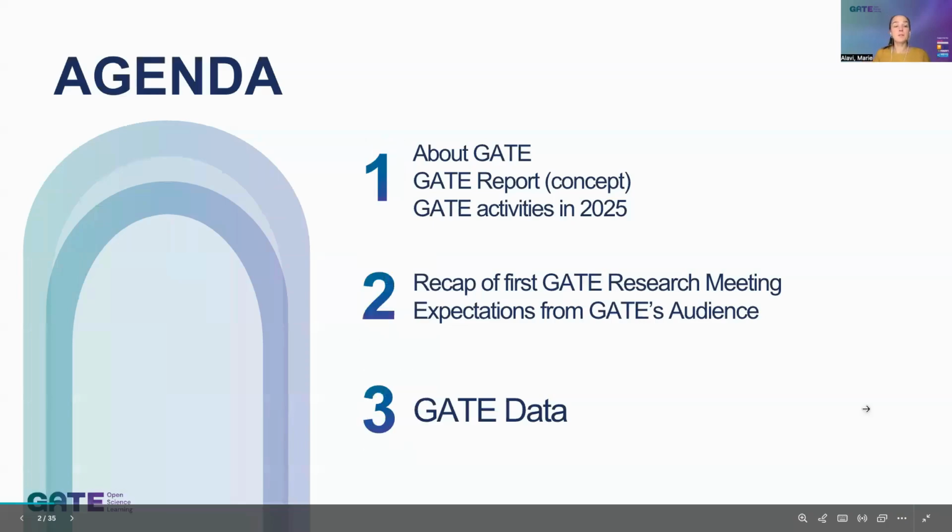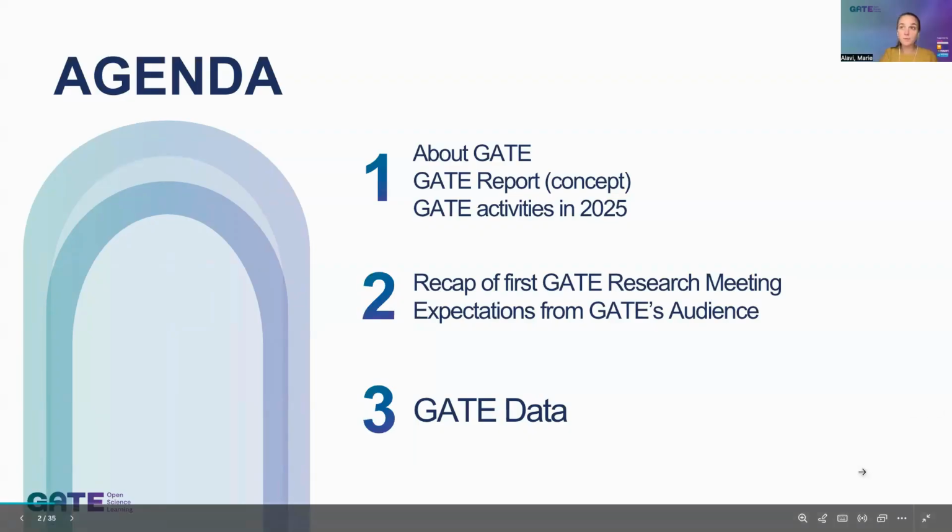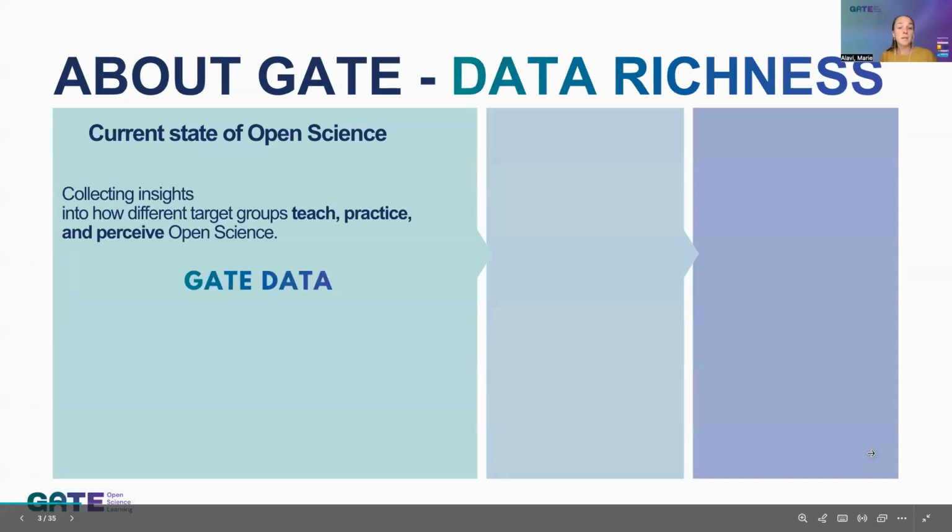We have the structure that first I would like to recap what the GATE is actually doing and what we aim to achieve with the GATE report. Then Julia will summarize the main findings of our first meeting and present some initial expectations that others have towards GATE and GATE data and GATE report. And then Annika will inform us about the main topic of today, which is the GATE data.